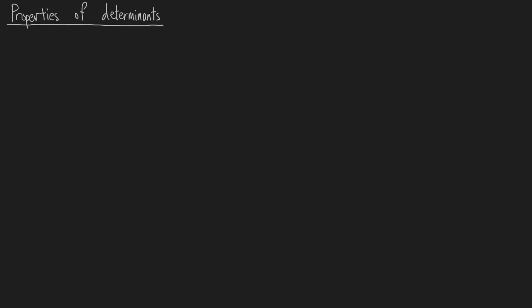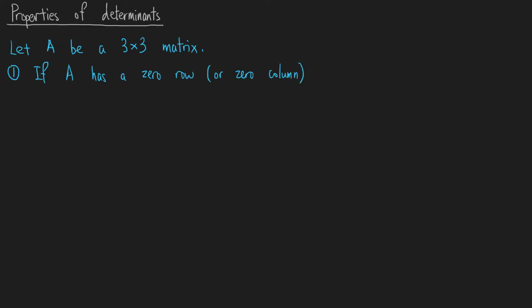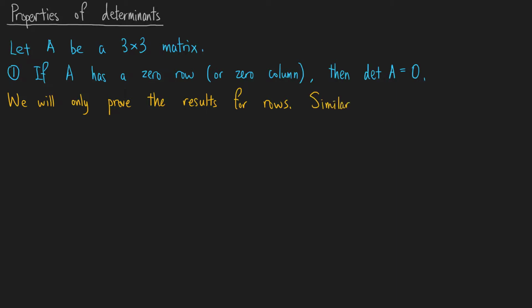Let's talk about some properties of determinants. Let A be a 3×3 matrix. The first property is that if A has a 0 row or a 0 column, then the determinant of A must be 0. For this and all the upcoming properties, we will only prove for rows, because similar arguments work for columns.